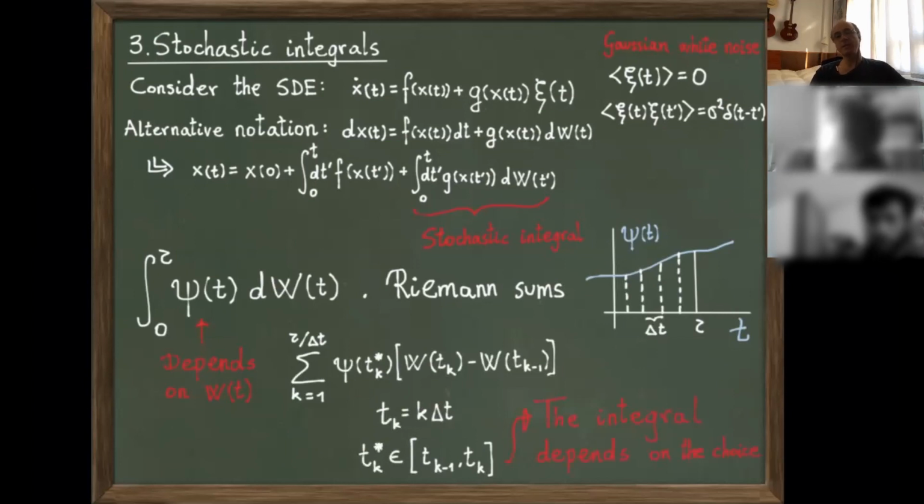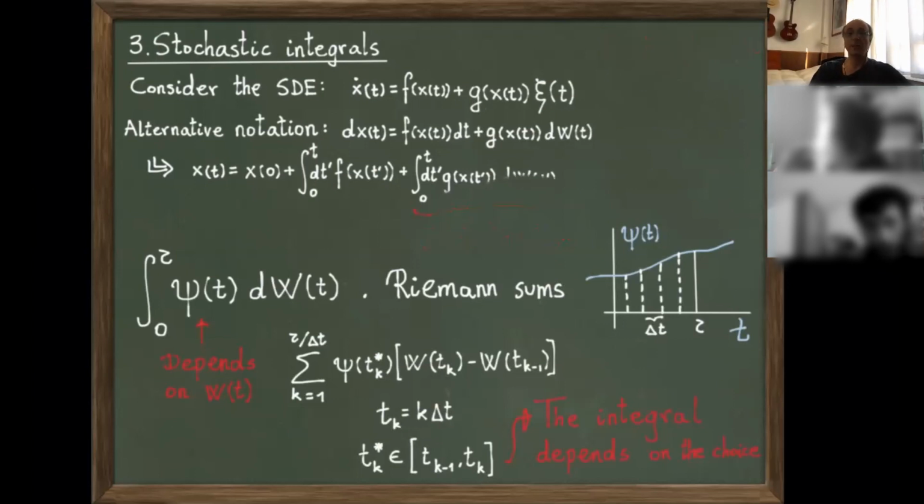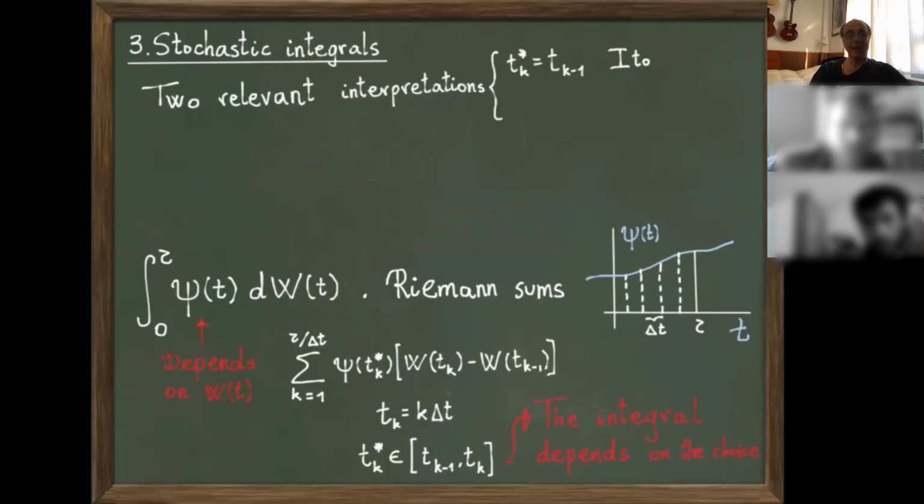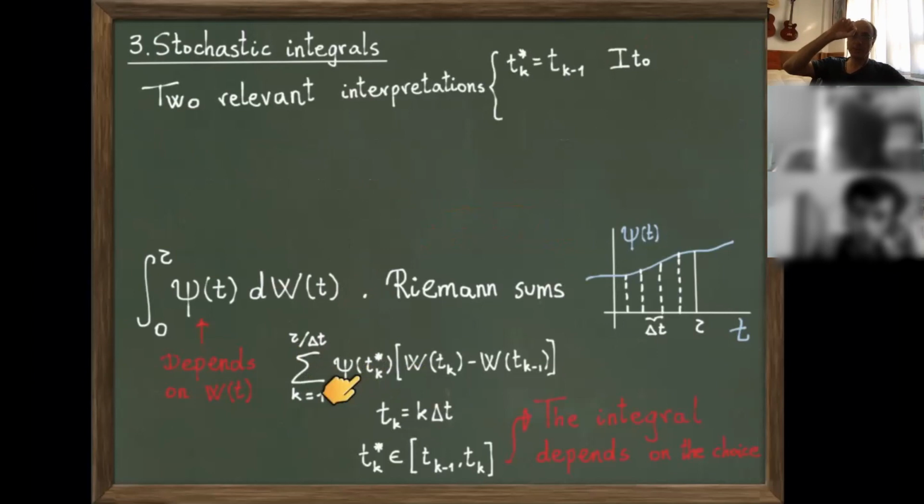And the interpretations that I mentioned at the beginning of the lessons are precisely different choices. Remember, we have two big interpretations. One is the Ito interpretation. And the Ito interpretation means that we perform these sums evaluating the function in the first point. So tk is the first point of the interval. So I have my interval, and I take always the function at the beginning.